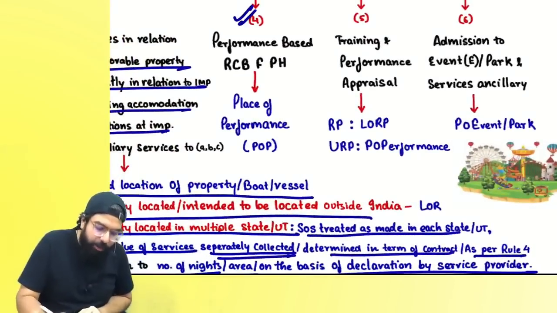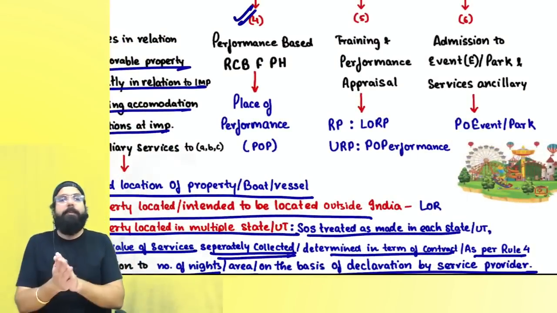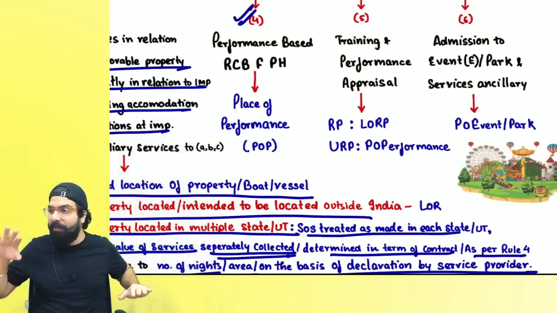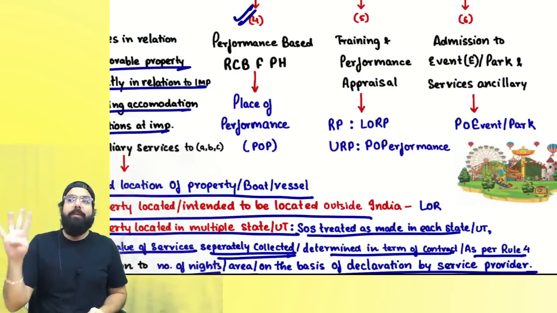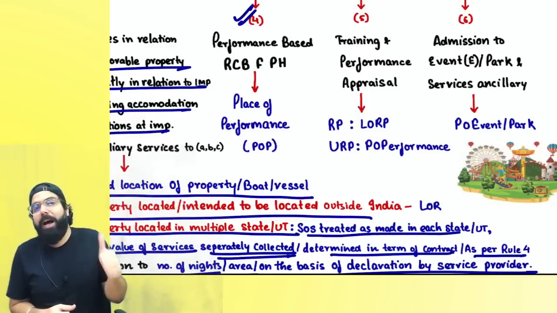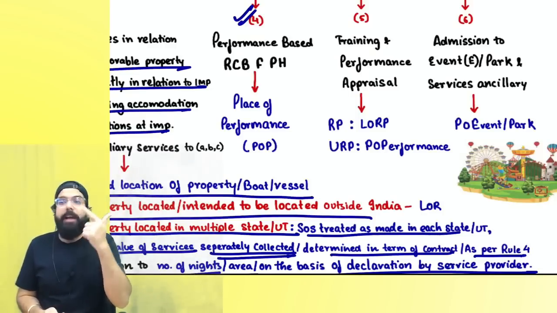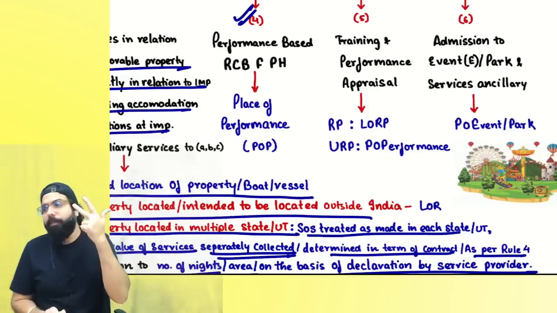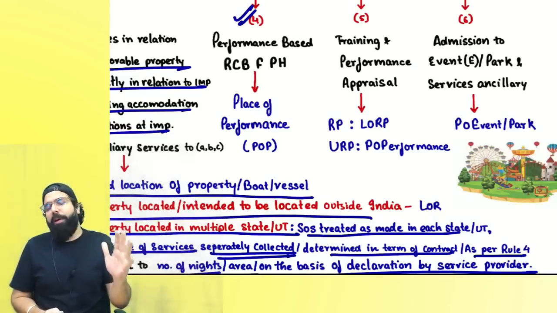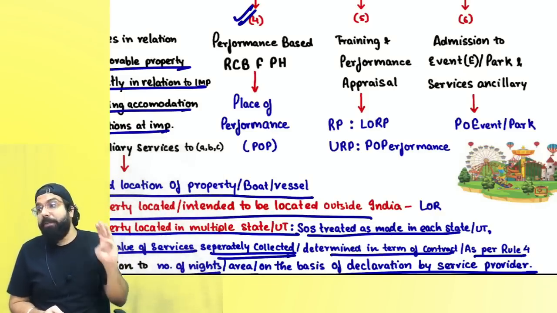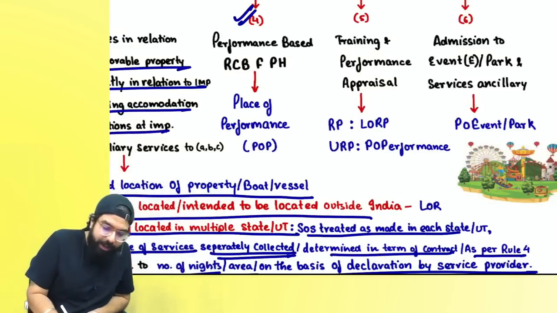Then we have section number 12.4, which talks about performance based service. All performance based service is not covered by section number 12.4. Only RCBAFPH is covered. R means restaurant and catering services, C for cosmetic and plastic surgery, B for beauty treatment, F for fitness service, P for personal grooming, and H for health services.